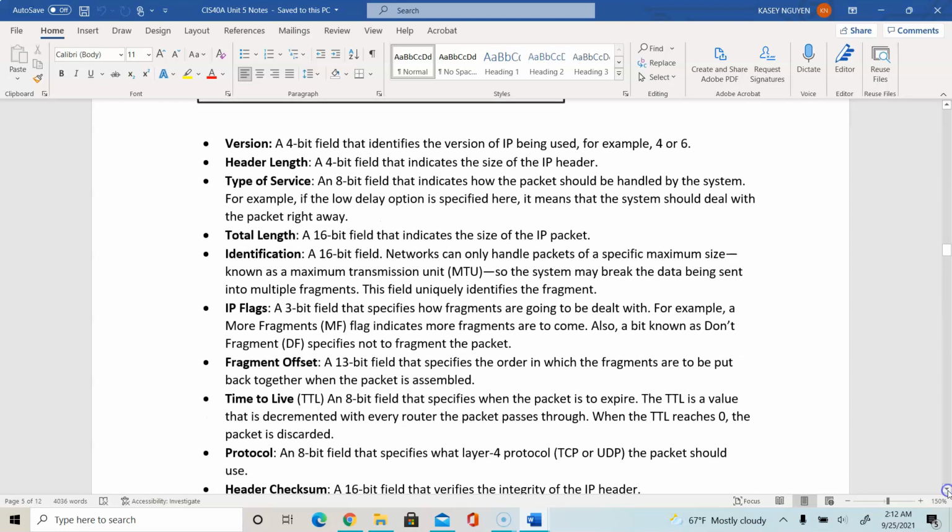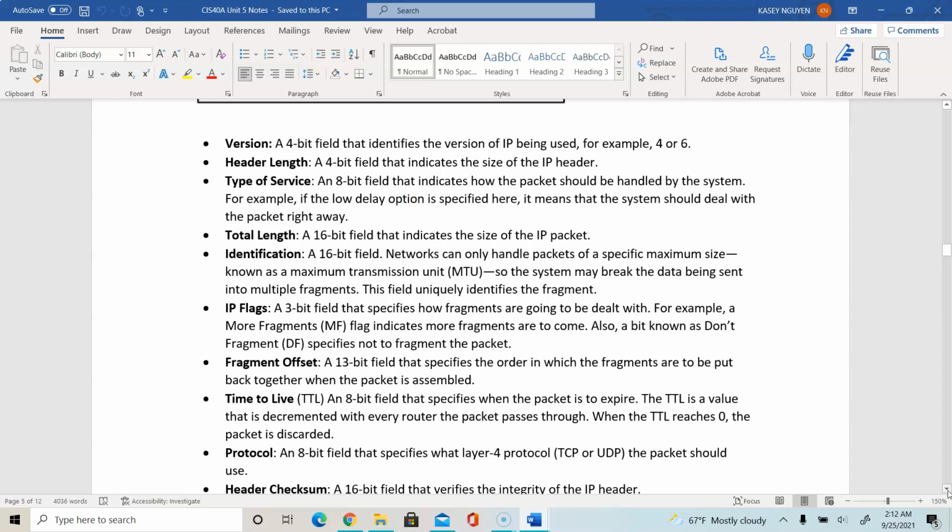So if there are more fragments, it would use MF, and if there's no fragment, the bit would be DF. Then if there's a fragment, it's also going to specify the fragment offset, which is a 13-bit field. And it would use the offset to put together the order of the fragments when the packet is assembled.